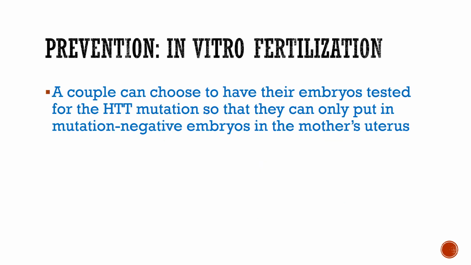The only real way to prevent the mutation of the HTT gene from being passed on to their children is through in vitro fertilization. When the embryos are formed, genetic testing can be done to see if any of them have the HTT mutation. After seeing which embryos have it and which ones do not, the parents can choose to implant the mutation-free embryos back into the mother's uterus.